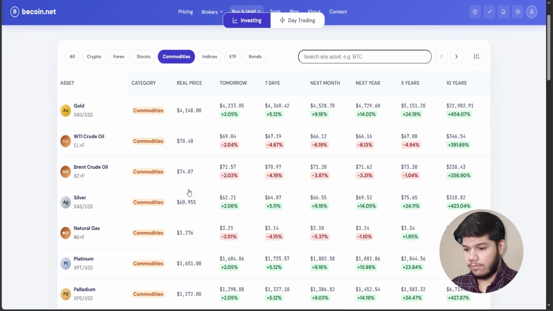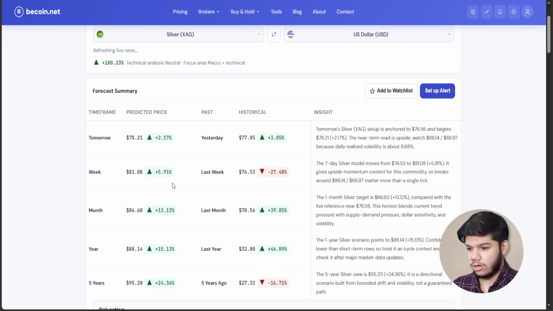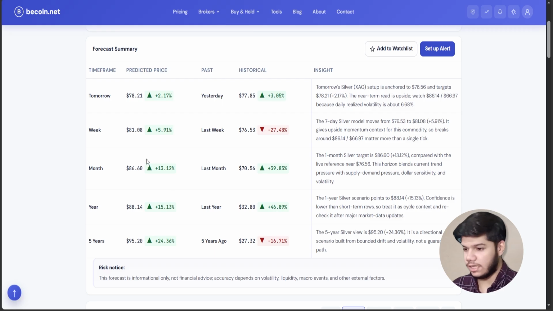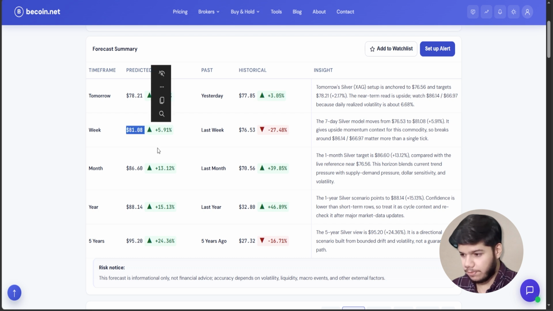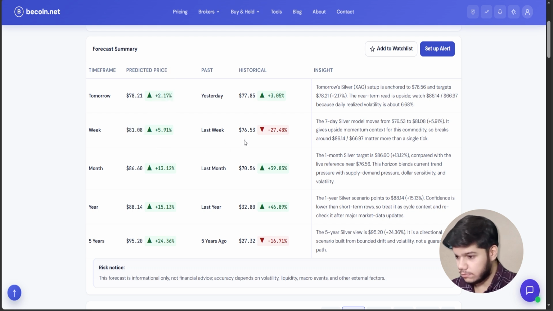Alright, so here I am on the main page again. So now let's talk about silver. So here it is. Let's click on silver. Here it is. So similarly for silver, here is the forecast summary. The predicted price is 78 for tomorrow. Yesterday's price was 77.85 and the weekly is 81 and last week was $76.53.